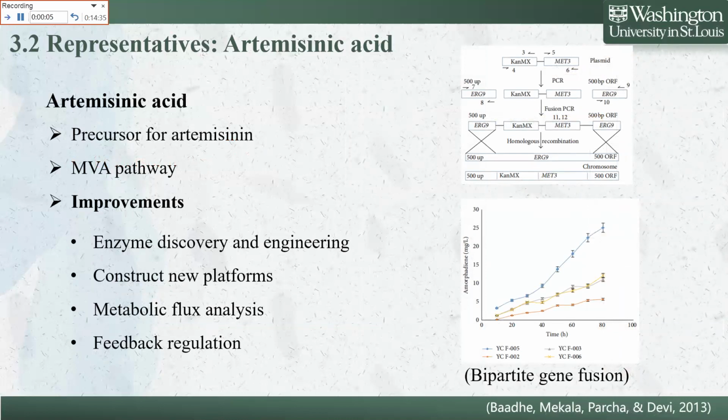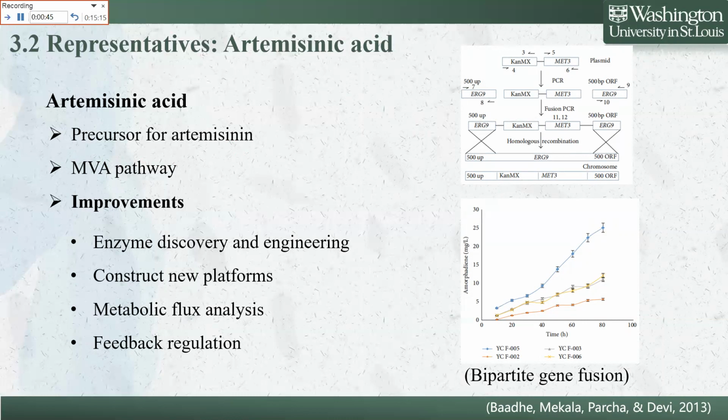Some ways to improve the yield of the acid. The first one is to discover and engineer some enzyme. For example, increasing the content of enzyme while the expression of fusion protein is an effective way. Besides, metabolic flux and metabolic pathway analysis can also be applied to evaluate the cell condition and reveal the key factors affecting the end product production.